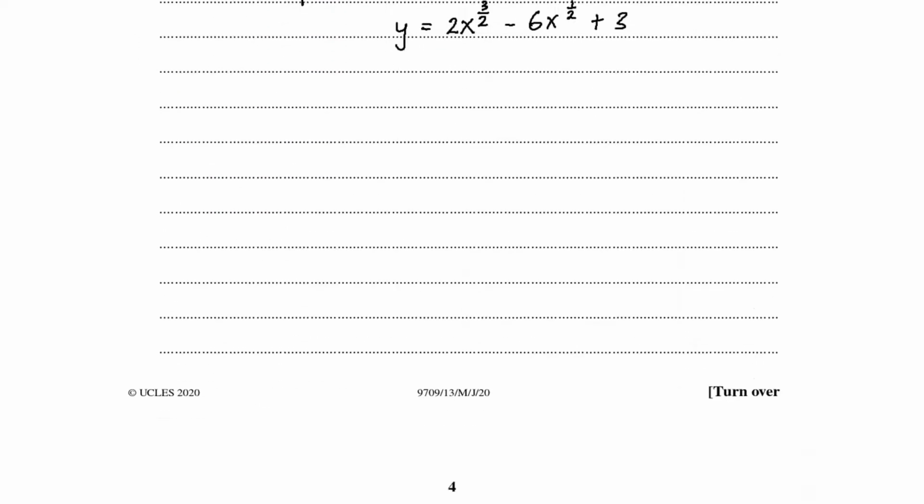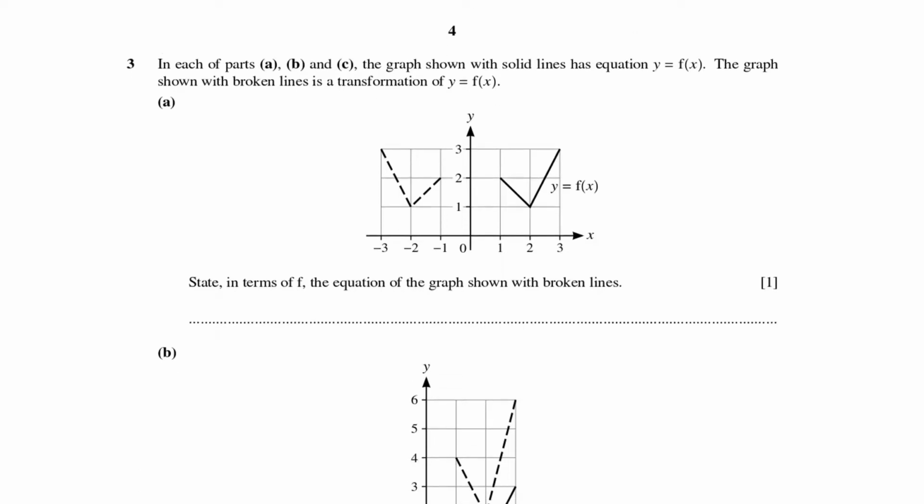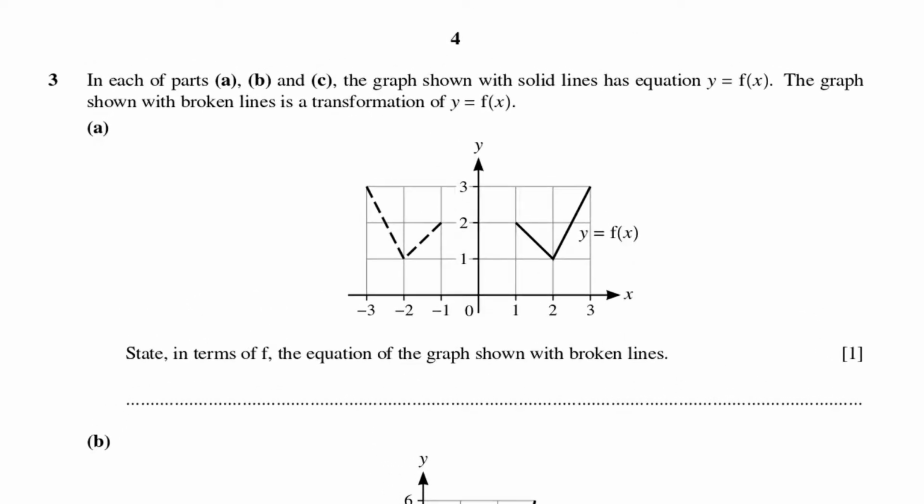Let's scroll down to question number 3. In each of parts A, B, and C, the graph shown with solid lines has equation y is equal to f of x. The graph shown with broken lines is a transformation of y is equal to f of x. So on A, they say, state in terms of f the equation of the graph shown with broken lines.